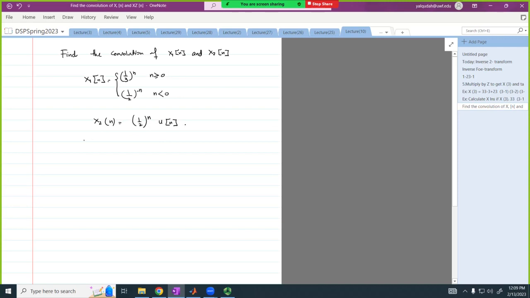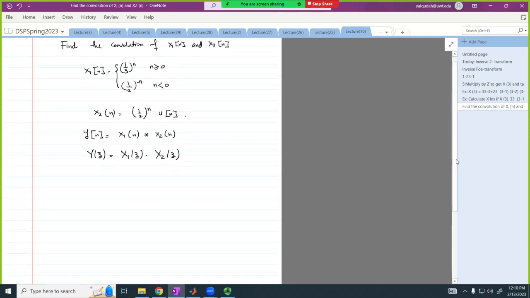And we're going to calculate y of n equal to x1 of n convolved with x2 of n. However, we're going to calculate it using the z transform properties. We know convolution in the n domain is multiplication in the z domain. So I can calculate y of z, which is going to equal x1 of z multiplied by x2 of z, and then I can take the inverse z transform of y of z. Is that clear?